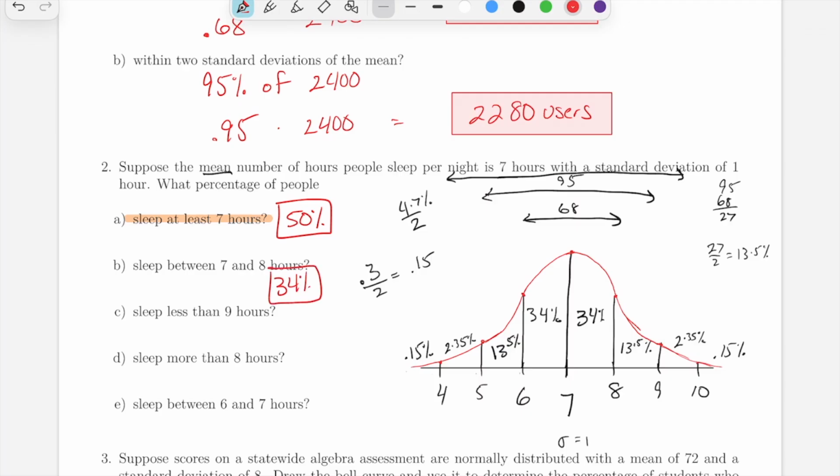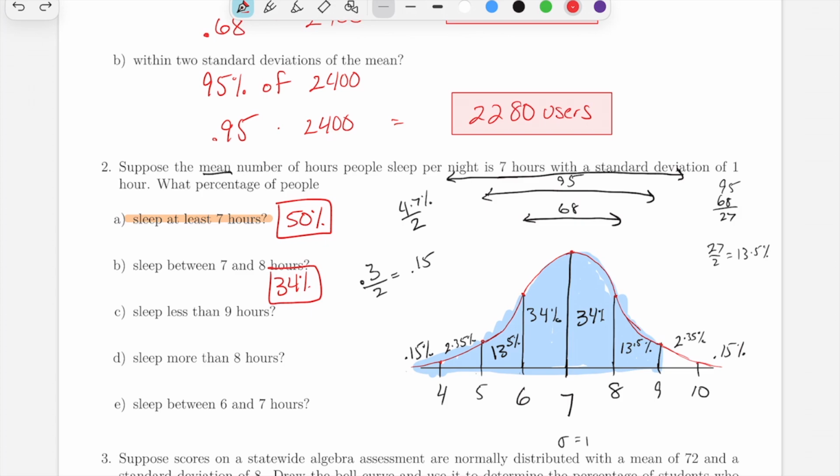Now the next question is less than 9 hours. So here's 9, and we want all this amount over here. We could take a minute and add all these up. That would be just fine. The other thing that you could do is, we know that all the way up to 7 is 50%, so then you really only need to add 50% plus 34 plus 13.5. That will work, but there's an easier way still.